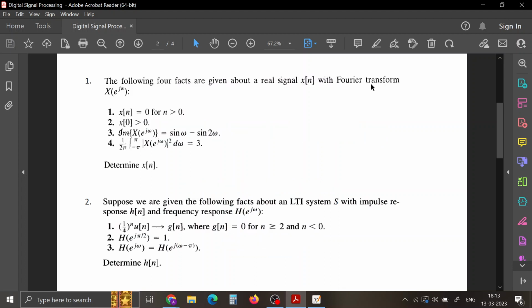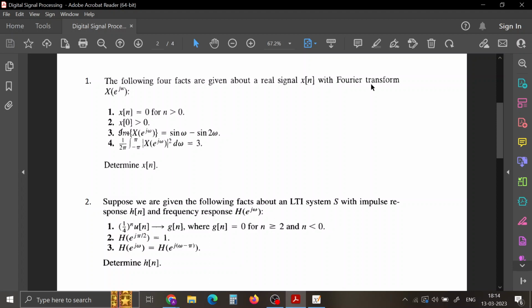Okay, I hope everyone can see question number 1 and 2 on the screen. So let's start with the first question. In question number 1, we have been given 4 facts about a real signal x of n. The time domain sequence x of n is real, and it has a Fourier transform capital X of e power j omega, and this real sequence satisfies these 4 given conditions.